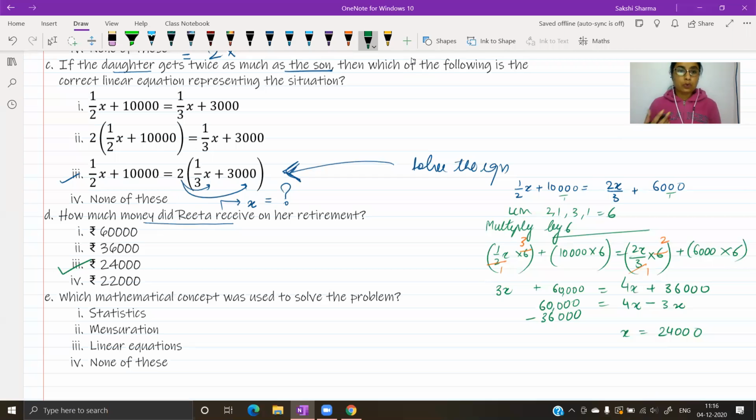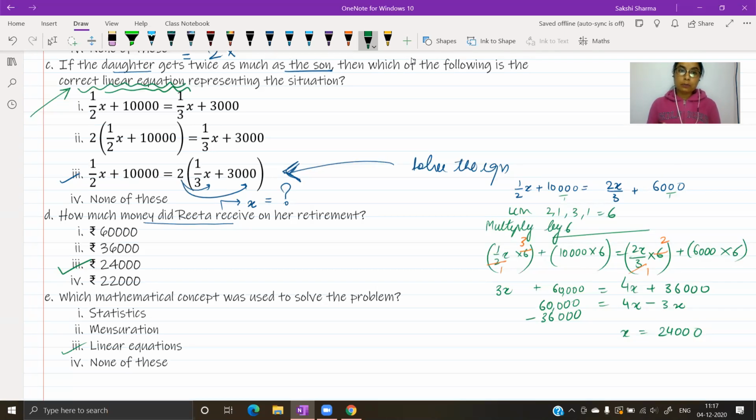Now the last part is which mathematical concept was used to solve the problem. The clue is already there, given here in part C. And then you can just pick the correct answer. Statistics is data handling. Mensuration is area and perimeter. We are working with linear equations here. So the correct answer will be linear equations.